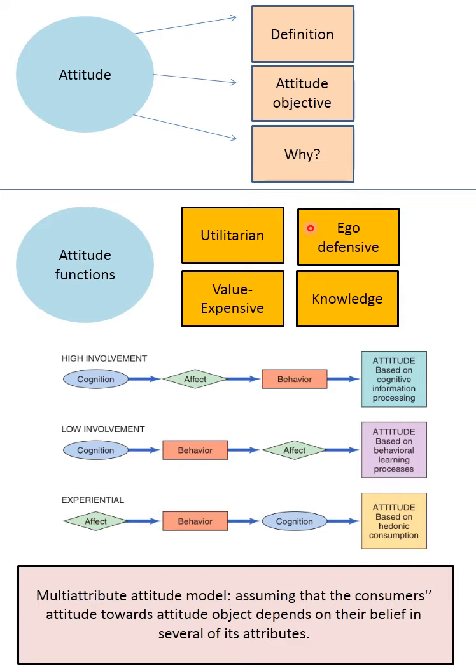Number 3 is the ego-defensive function. Actually, the ego-defensive function is when we form an attitude to protect ourselves from internal or external feelings. The fourth one is the knowledge function. It is when a person is in an ambiguous situation towards something. So before he performs an attitude, he should know. He should research or learn before he does anything.